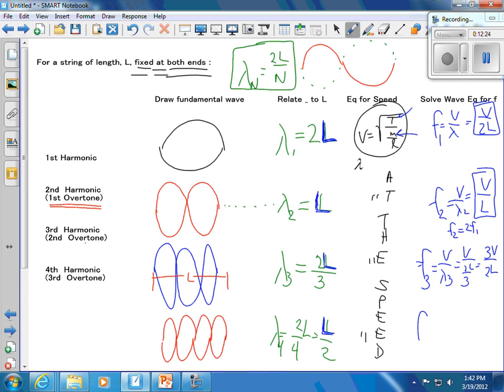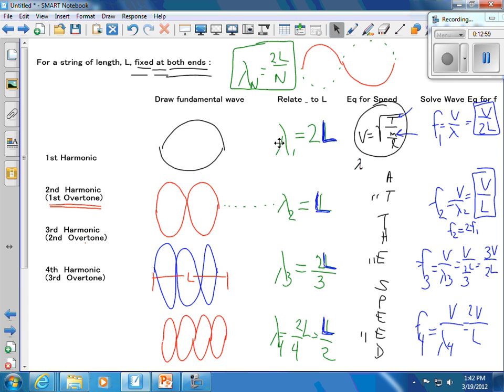Okay, and then the frequency of the fourth harmonic will always be V over lambda 4, which is V over L over 2, which is 2V over L. Did I do that right? Let's hope. Lambda 4 is L over 2. Yes, so it's 2V over L. Which means the fourth harmonic is twice the frequency of the second harmonic. So the fourth harmonic is an octave above the second harmonic. Hopefully kind of interesting to music people. If you're not interested in music, that's fine.